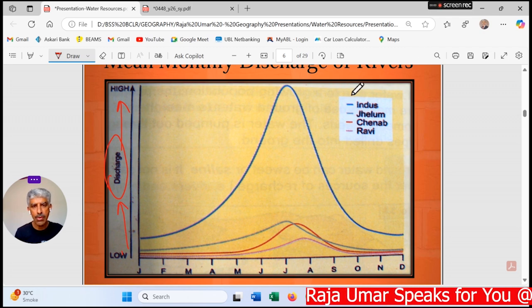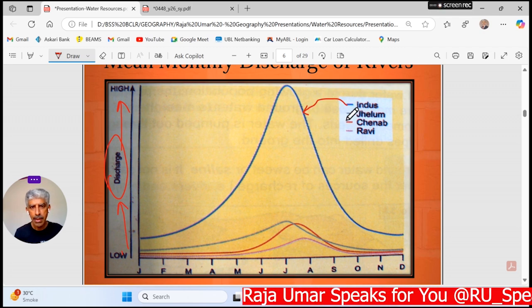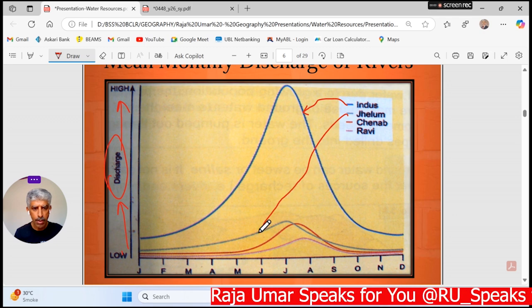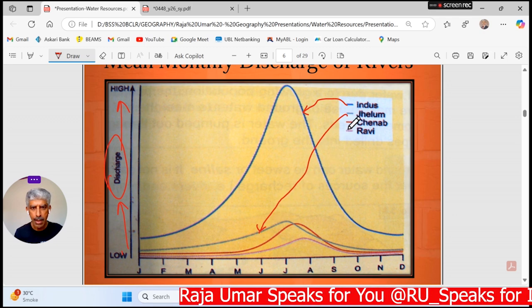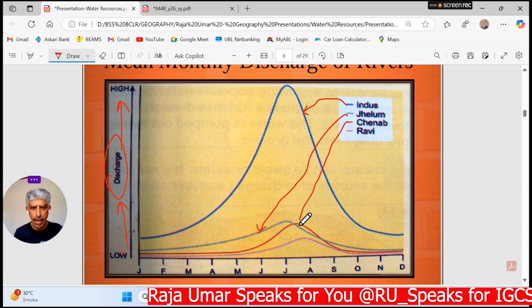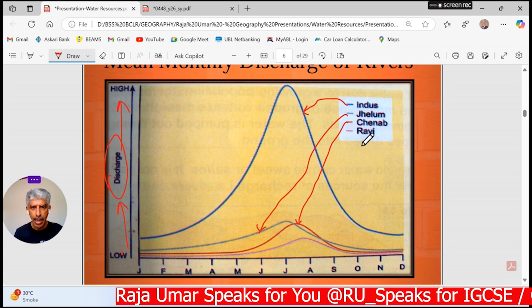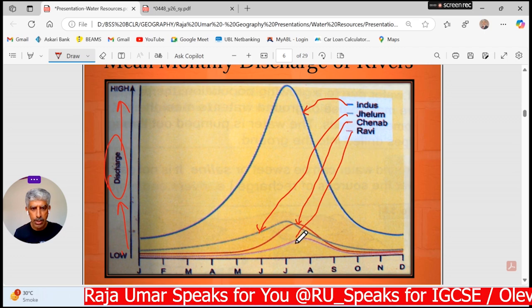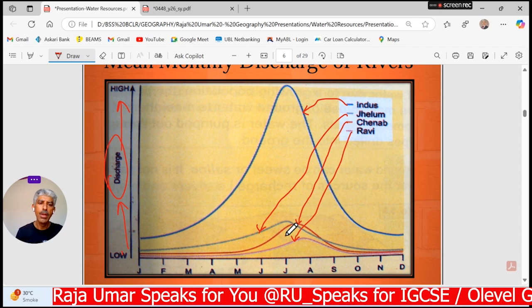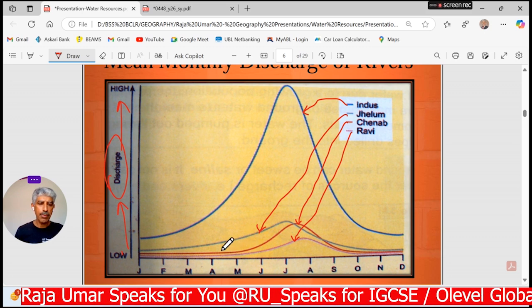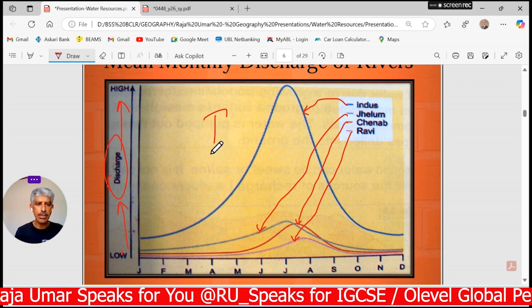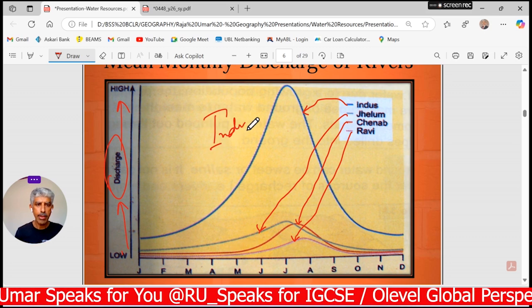So here is the key we have. This blue line is for river Indus. This green line is for river Jhelum. This red line is for river Chenab. And this purple line is for river Ravi.